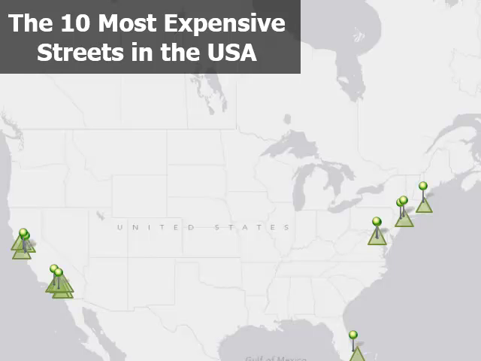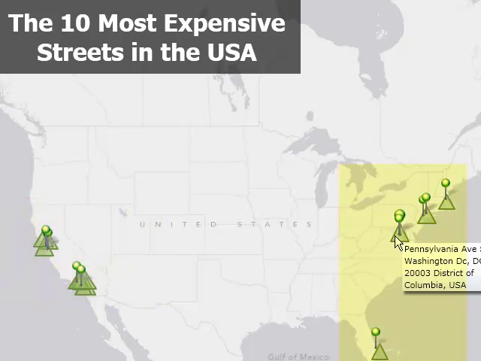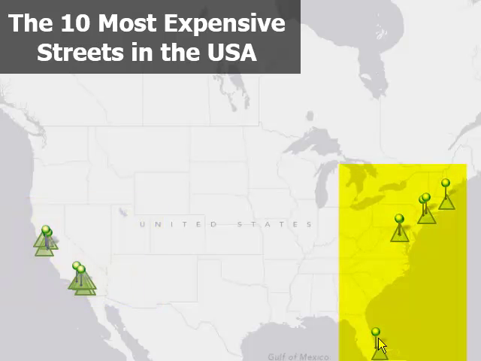Why do you think the 10 streets are distributed across the country as they are? It looks like they're coastal, doesn't it? There's a bunch of them out here in California, there's some in New England and the Mid-Atlantic states, and there's one down here in Florida. Interesting.